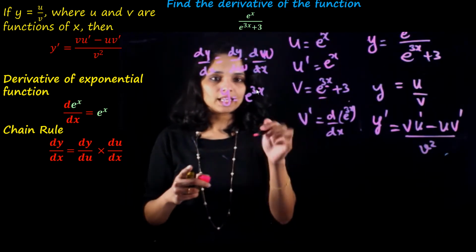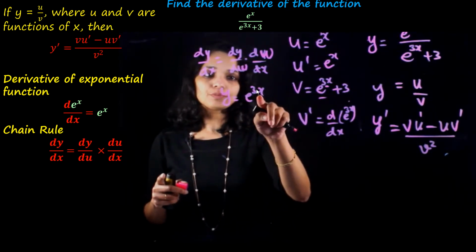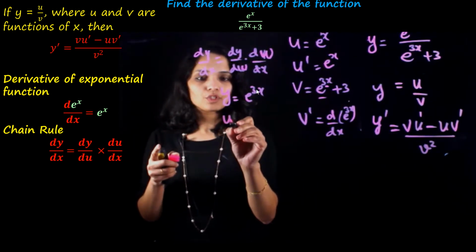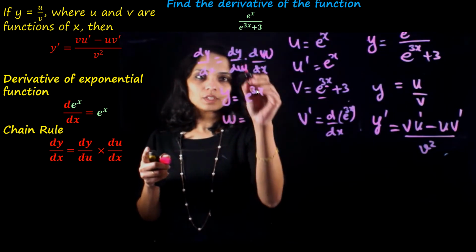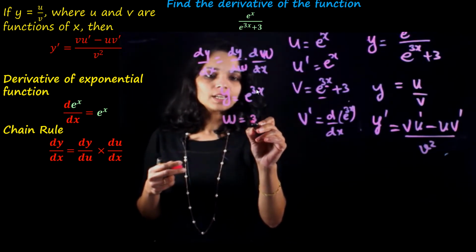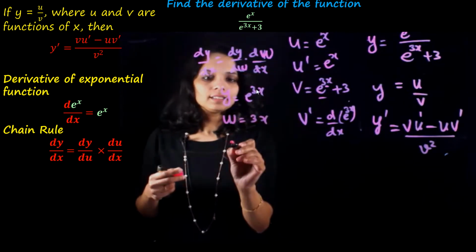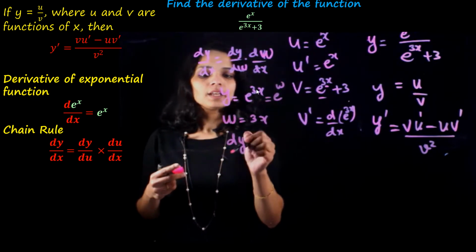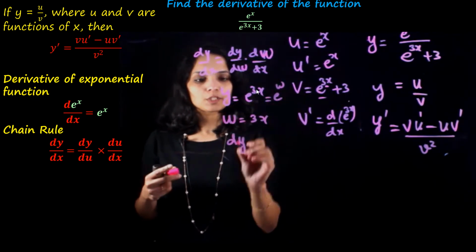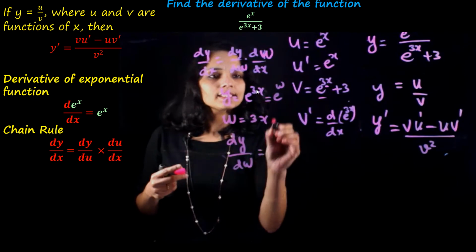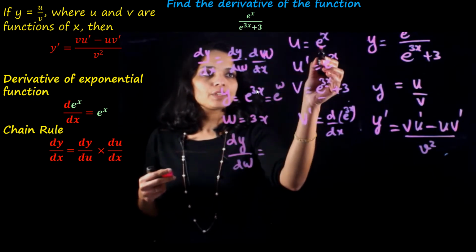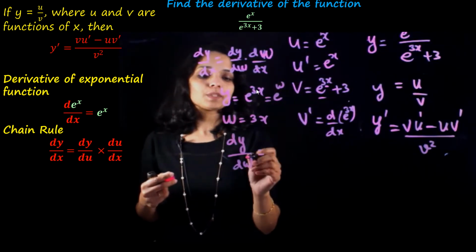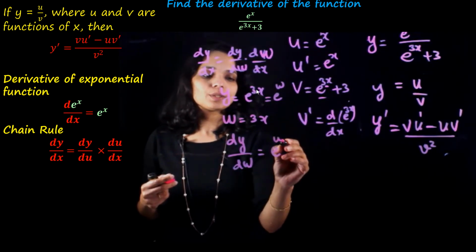What I meant by that is you're going to take the exponential of 3x, so 3x is the inside function. So you make that substitution: w is 3x. And then you're finding the derivative of this function, which becomes e to the power w. You're finding the derivative with respect to w, which is like finding the derivative of e to the power x with respect to x. So that's simply e to the power w.